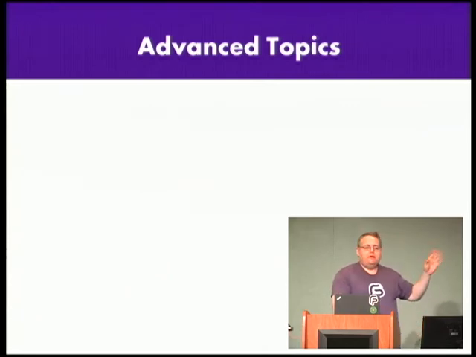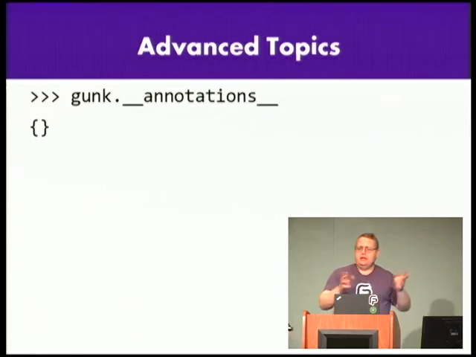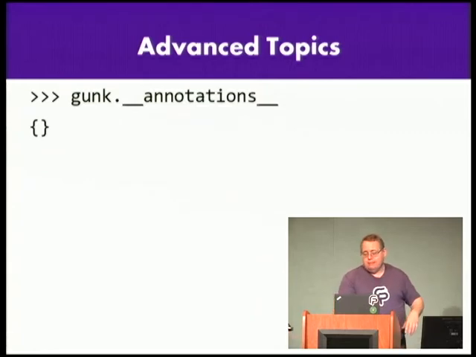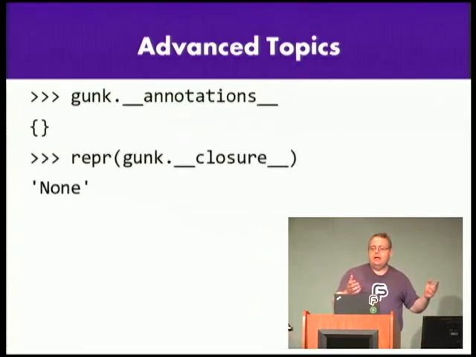So finally, there are 4 fields that I'm just going to touch on in this slide, and then I'm going to move on. Annotations: there are the Python 3 parameter annotations and the function annotation itself. Those would live in here if it had any. It doesn't, so it's an empty dict. If gunk was a closure, this would be some significant piece of data. Gunk is not a closure, so this was none.